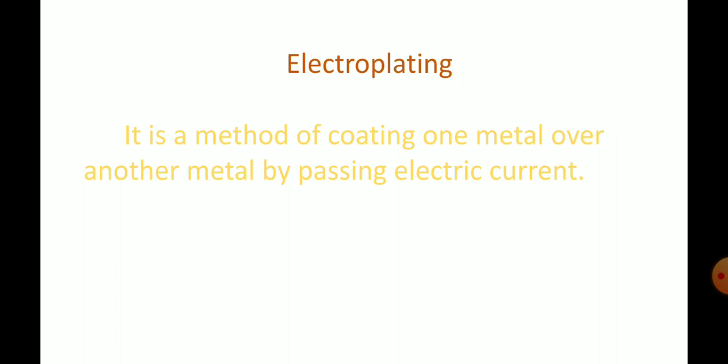Then thirdly, electroplating. Look at the name, electroplating. Plating in the sense coating of a metal over another metal. Electro in the sense it must be taking place in the presence of electric current. So it is a method of coating one metal over another metal by passing electric current. A metal is coated to another metal by passing electric current in order to prevent corrosion. That is called as electroplating.